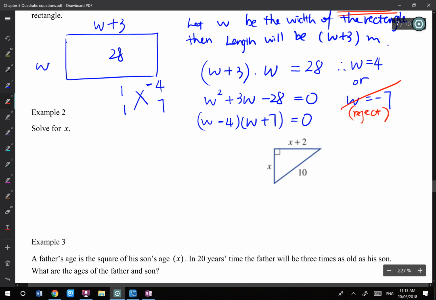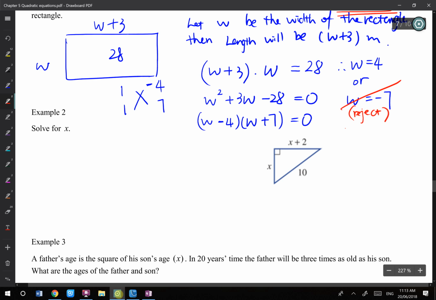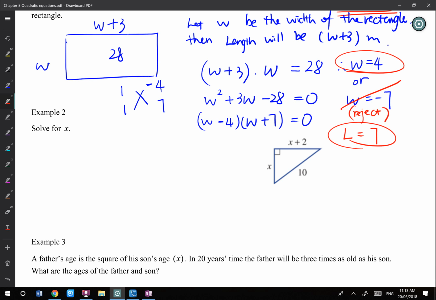Because it's negative. If you want, you can put some explanations. If you don't want to, that's fine. We know that a measurement value can't be negative, so that's why you cross that out. So the width is 4, the length will be 7. Okay, so you need to answer the question that the length is 7 and the width is 4 meters. So 4 times 7 gives you 28, and the length is 3 meters longer than the width. So all the information is satisfied.